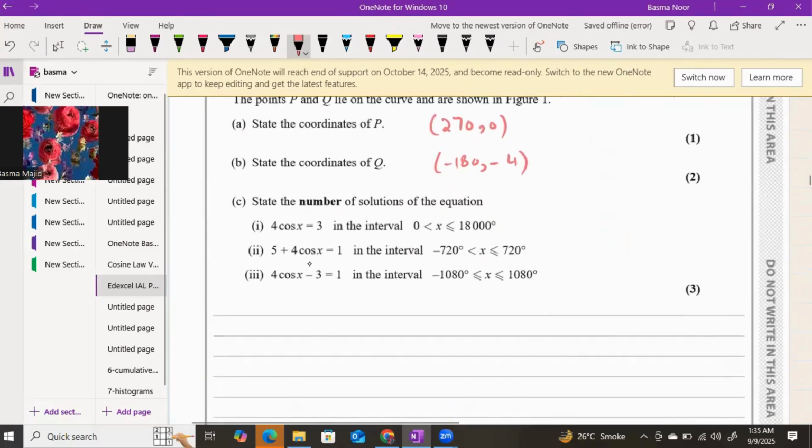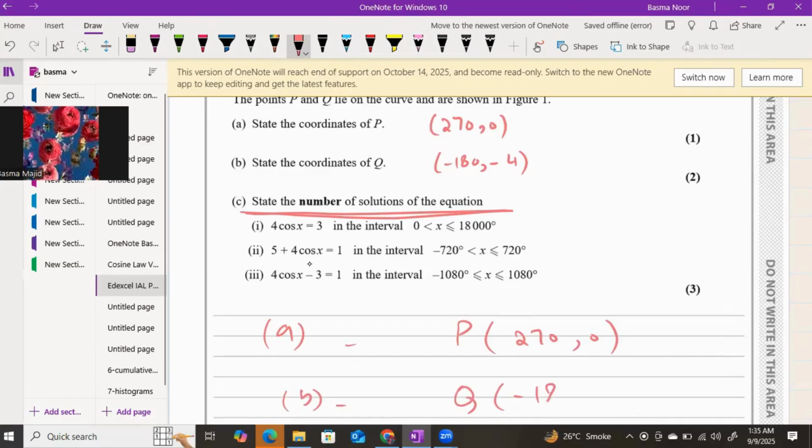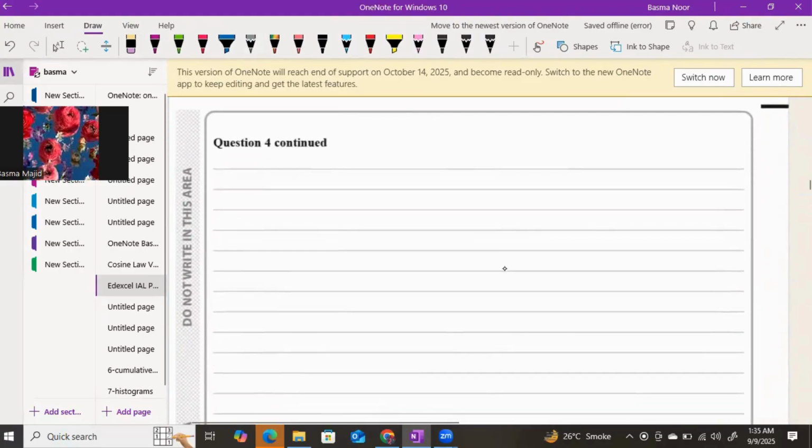Part C: state the number of solutions of the equation. Let me just write it here. So for part A, the coordinates of P are 270 and 0, and for part B, the coordinates of Q are -180 and -4. For part C, state the number of solutions of the equation when 4 cos x, which is the given curve above, equals 3. So you already know 4 cos x is plotted now. Let me just write it here. Part C.